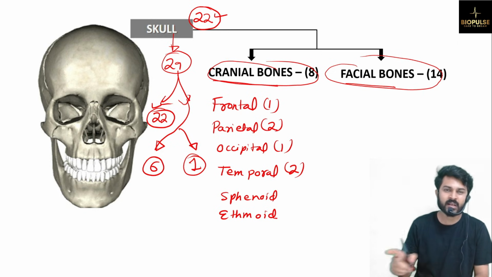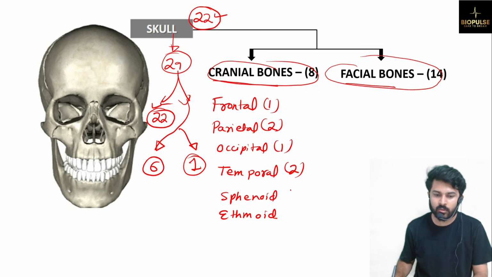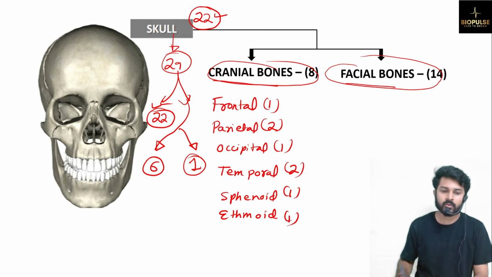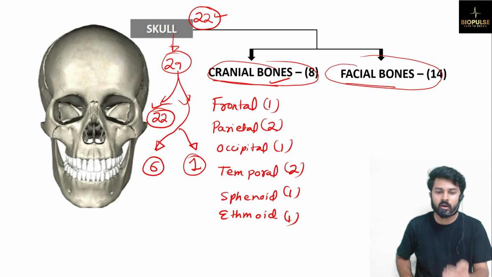Frontal, parietal, occipital, temporal. Now sphenoid bone will be also 1. Ethmoid will also be 1. So we got to know about the 8 cranial bones. Now we need to know the calculation for all the 14 facial bones.